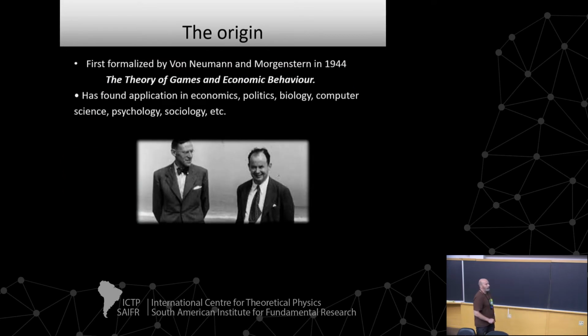What is the origin of game theory? The origin of game theory can be traced to, or was first formalized by, the work of von Neumann and Morgenstern in 1945 in a book called The Theory of Games and Economic Behavior. And through time, it has found, as I mentioned before, applications in economics, politics, biology, computer science.